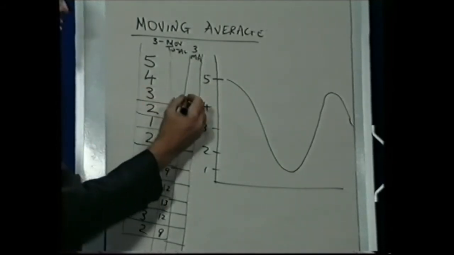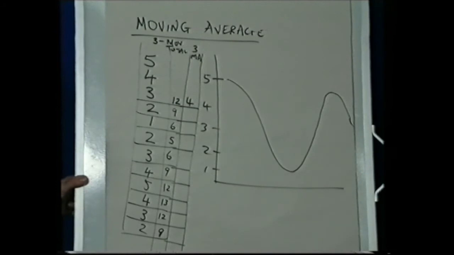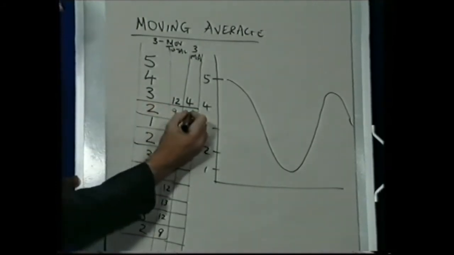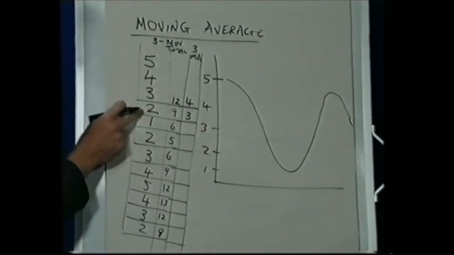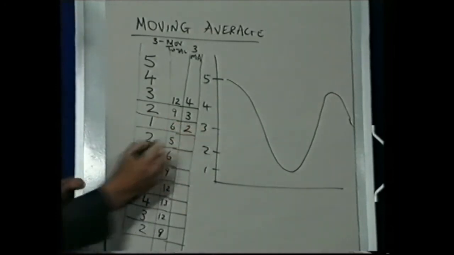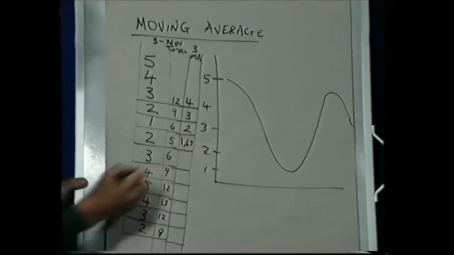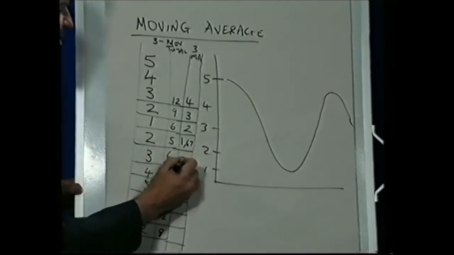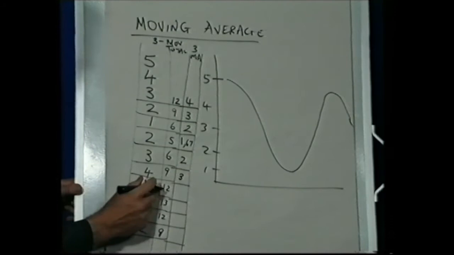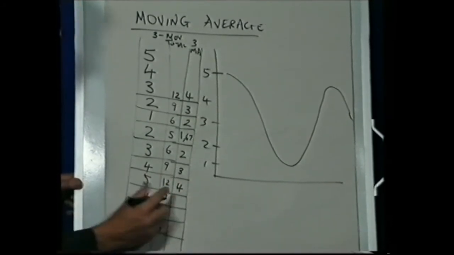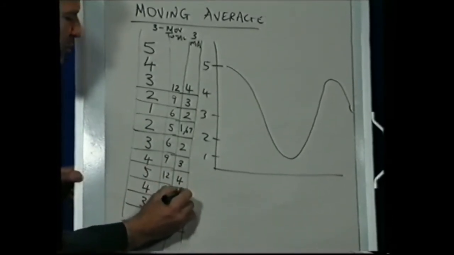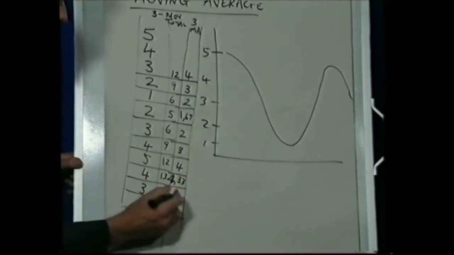I divide 12 by 3 to get an average price of 4 for those 3 days. I divide 9 by 3 to get an average of 3 cents for those 3 days, 6 by 3 to get an average of 2 cents, 5 by 3 to get an average of 1.67 cents, 6 by 3 again to get 2, 9 by 3 gives me 3, 12 by 3 gives me 4, 13 by 3 gives me 4.33, 12 by 3 gives again 4, and 9 by 3 gives 3.